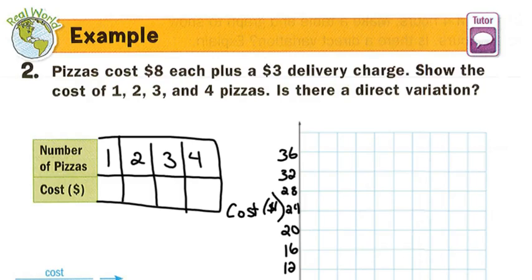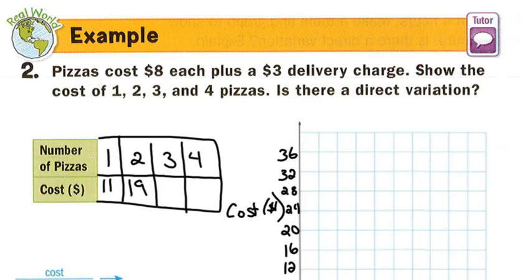All right, so for one pizza, it costs $3 for the delivery charge plus $8 for the pizza. So that's a total of $11. If we bought 2 pizzas, well, now it's $8 for one pizza, $8 for a second pizza. That's $16. But don't forget, we have that $3 delivery charge, but we only have to pay that once. So that puts us up to $19.